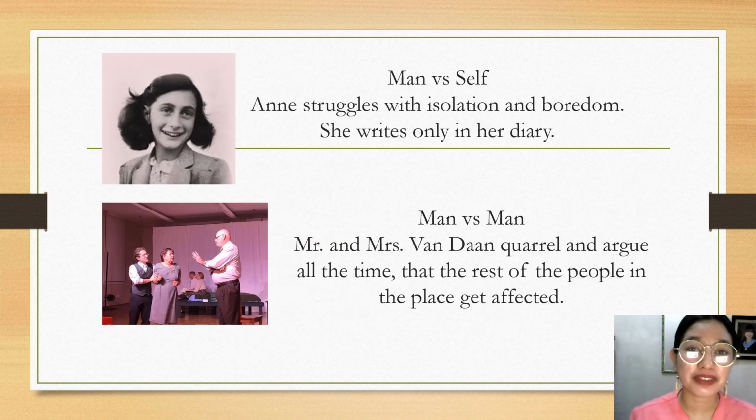So in The Diary of Anne Frank, there are two conflicts. The first one is man versus himself, where Anne struggles with isolation and boredom. As you can read, Anne usually writes only in her diary. On the other hand, there is also the conflict of man versus man, wherein Anne always writes about Mr. and Mrs. Van Daan, who always quarrel and argue all the time. So the rest of the occupants in the annex are almost affected because of their arguments.